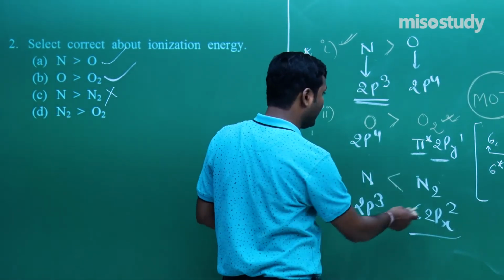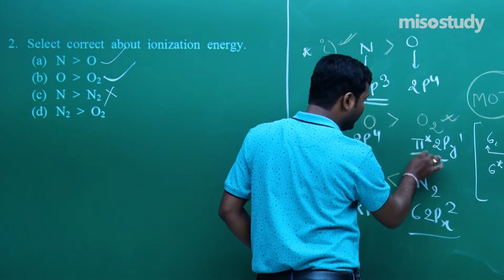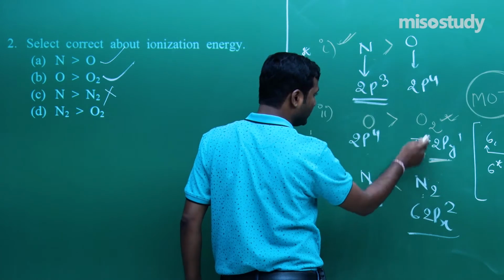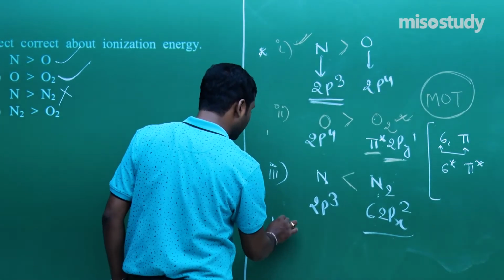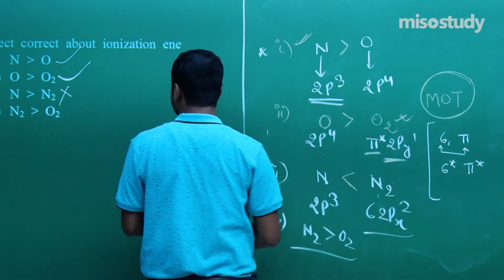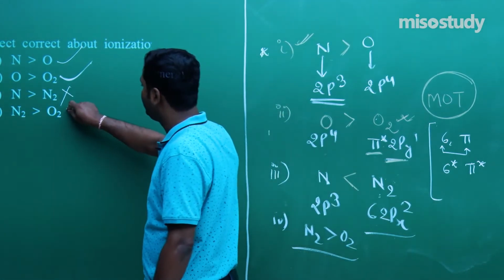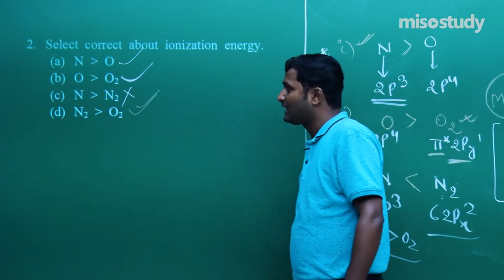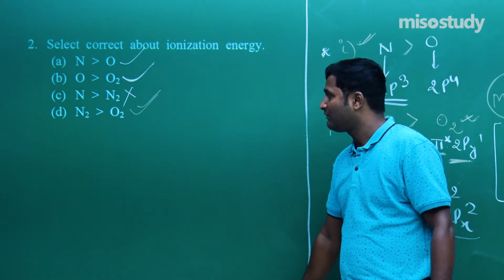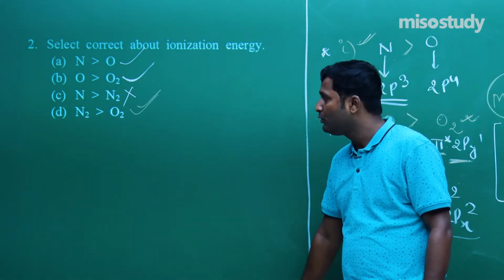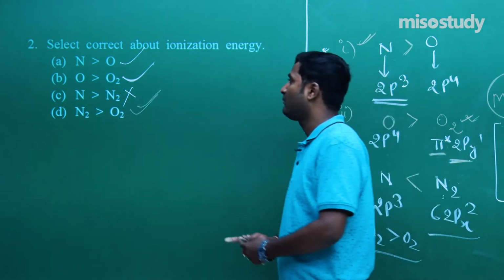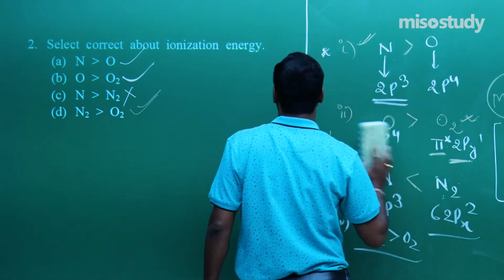Now if I compare N2 and O2, there is an involvement of anti-bonding electrons in O2, so N2 will have higher ionization energy in comparison to O2. So the fourth relation is N2 greater than O2. Clear? Now which one is correct? First, second and D. A, B and D are the correct options. This is a multiple choice type question, a frequently asked question in the JEE Advanced examination. So for question number 2, we can say that A, B and D are the correct options. Now friends, I'm going to erase this part and we'll discuss the next one.